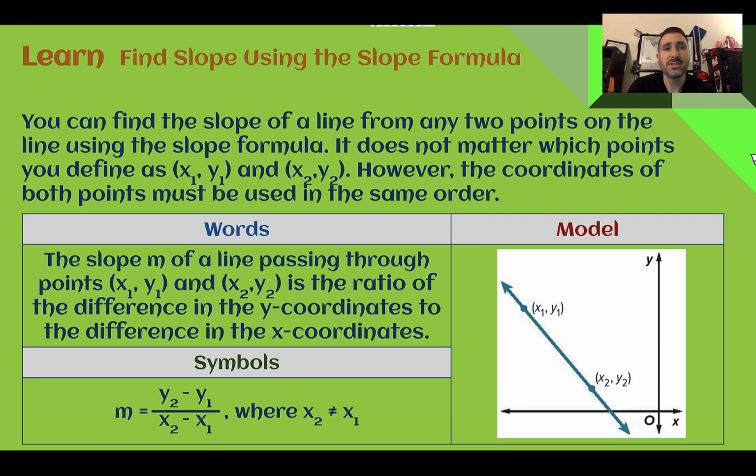Let's learn. Find slope using the slope formula. You can find the slope of a line from any 2 points on the line using what's called the slope formula. It does not matter which points, as long as you define them as x1 and y1 and x2 and y2. However, once you define which is which, the coordinates of the points must be used in the same order. So for example, if you used x1 first, then you have to use y1 first. If you use x2 first, you have to use y2 first. Other than that, it doesn't matter which points you use.